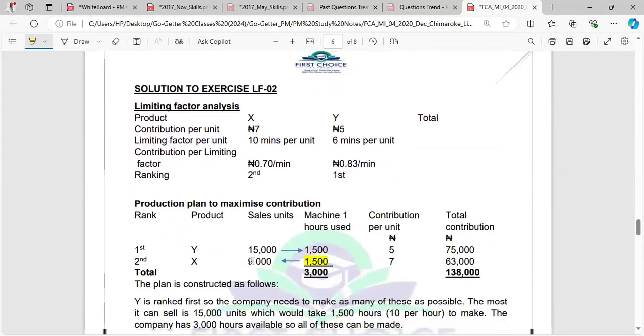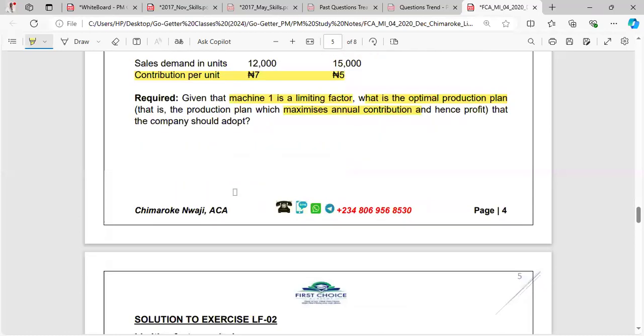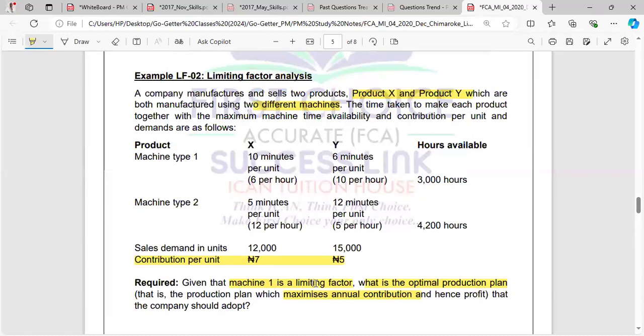Now let's do it together here. Now this is X and Y. These are 2 units, 2 products. And we were given step 1 already, contribution per unit 7 naira, 5 naira. That's fine. Now contribution per limiting factor. We are told that the limiting factor is machine 1. So we have identified machine 1. We have done step 2. So they told us step 1. They told us step 2.